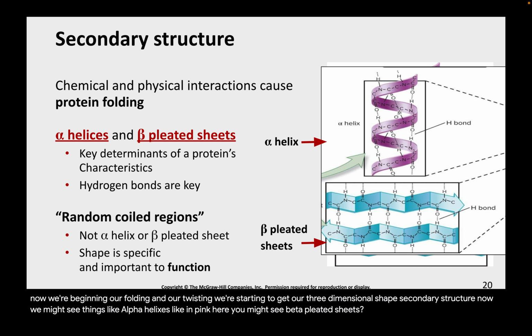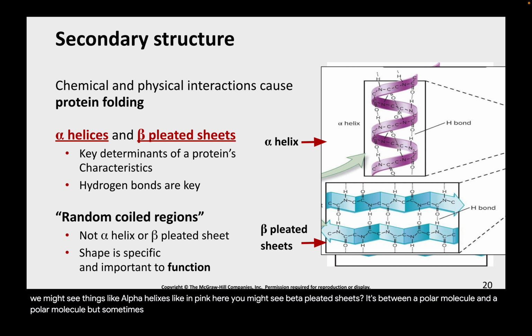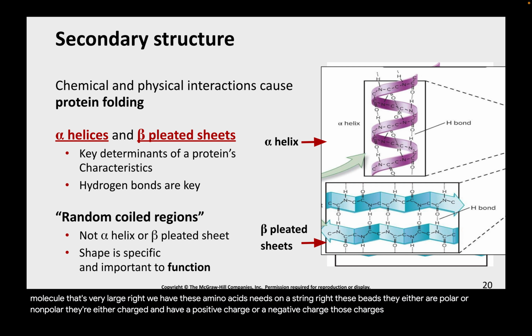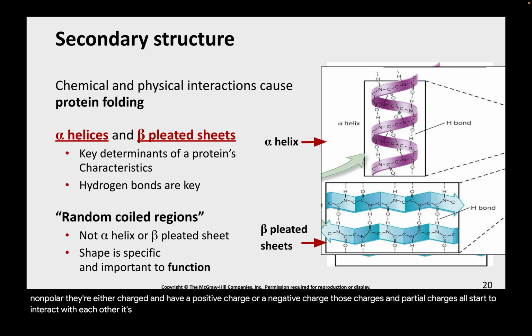Remember when we talked about hydrogen bonding, it's between a polar molecule and a polar molecule, but sometimes it can happen within really large molecules. This is an example of it happening within one molecule that's very large. We have these amino acids, beads on a string. These beads either are polar or nonpolar. They're either charged and have a positive charge or a negative charge. Those charges and partial charges all start to interact with each other. So they can have some hydrogen bonding within one molecule to create these 3D structures.